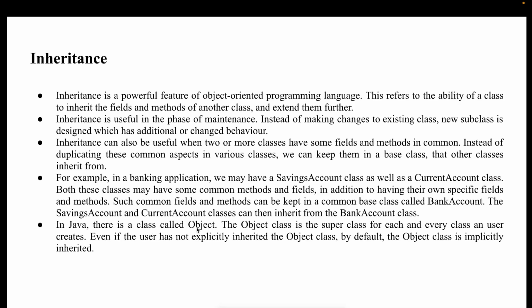In Java, there is a class called Object. The Object class is the superclass for each and every class a user creates. Even if the user has not explicitly inherited the Object class, by default the Object class is implicitly inherited. I told you some time back about the Object class. The Object class is the superclass, meaning it's at the topmost hierarchy. So this Object is the superclass for every class. All the classes, whether or not you are extending a superclass, by default inherit the Object class behavior. So this is the basic advantage of inheritance.